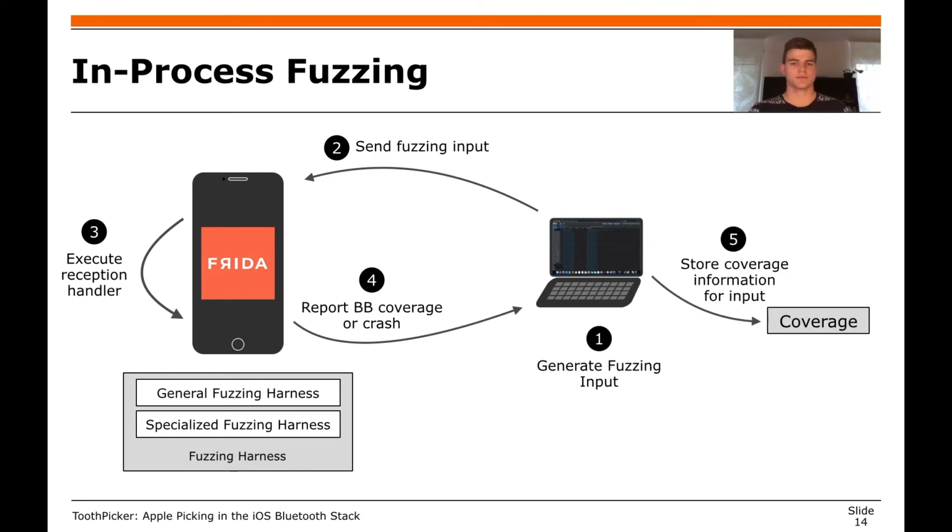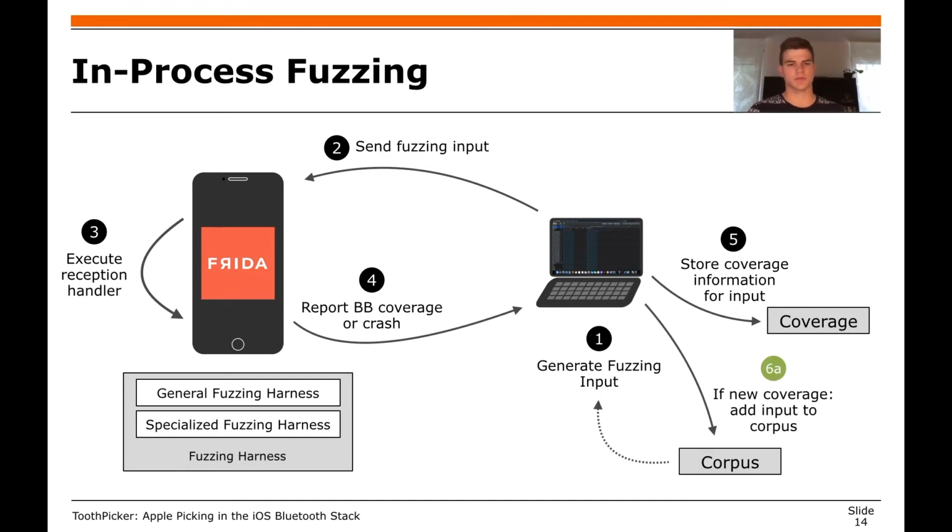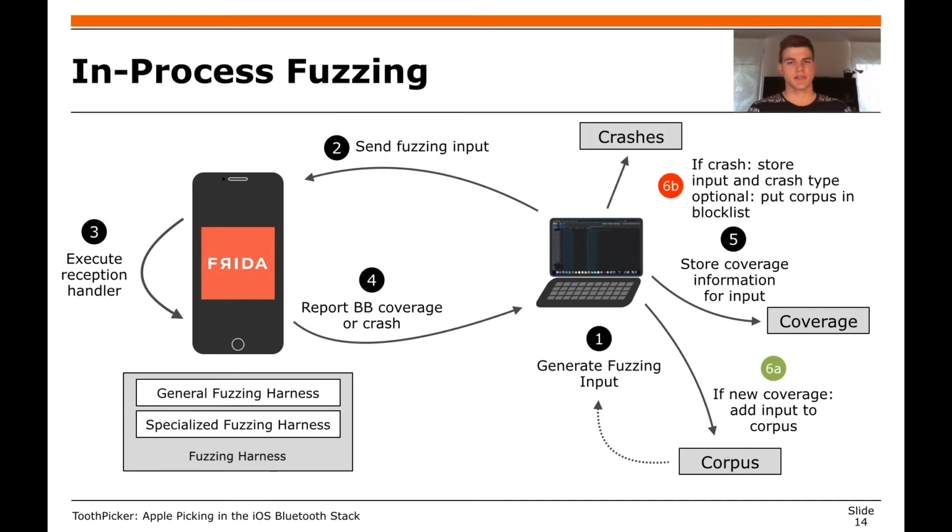The management component will then store the coverage. And if the coverage is new, so if we haven't seen that coverage before, the generated input will be added to the corpus, which can then be used for mutation in further rounds. And if a crash occurs, information about that crash is stored.